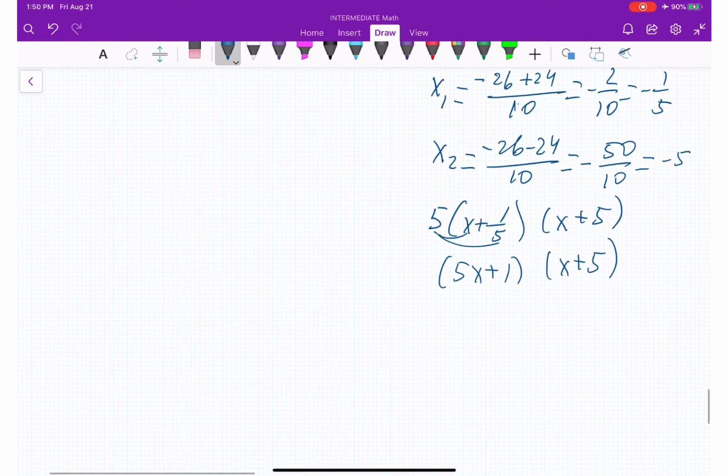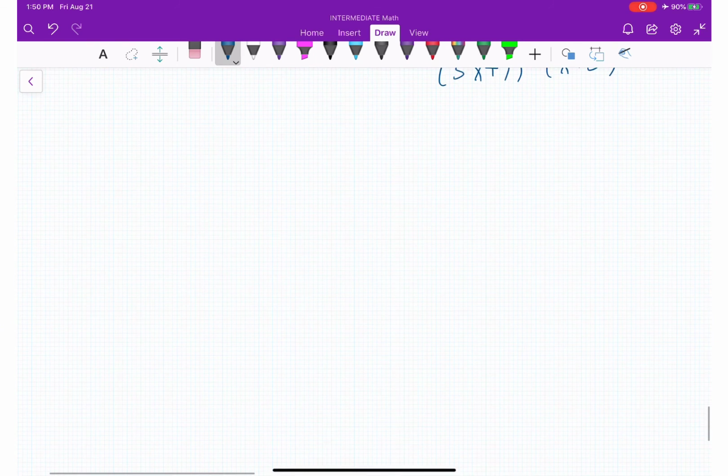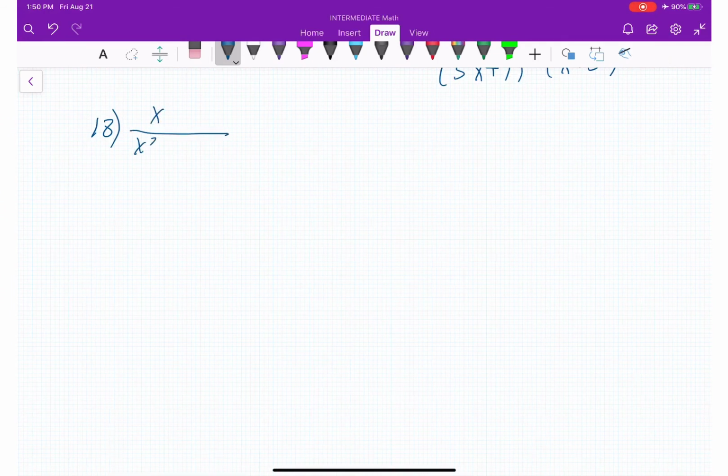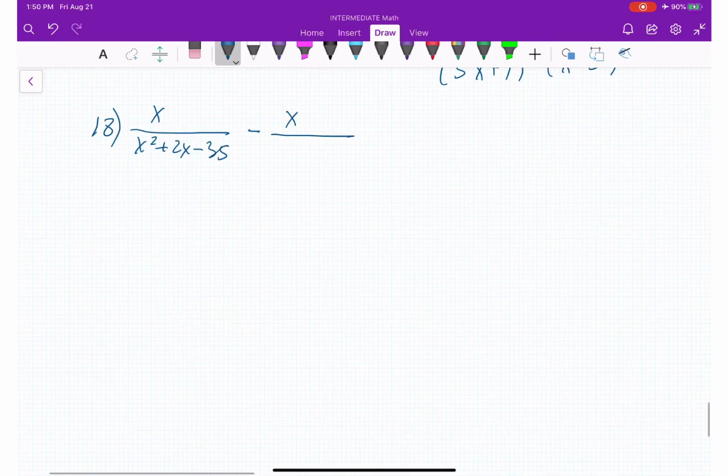Next one. Moving to question number 18. Question number 18 is going to be x over x squared plus 2x minus 35 minus x over x squared minus 11x plus 30. Now we are doing addition and subtraction of rational expressions.